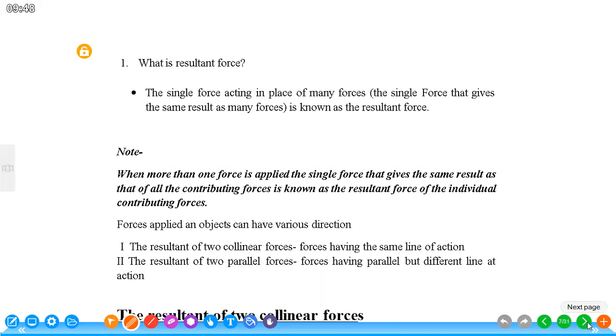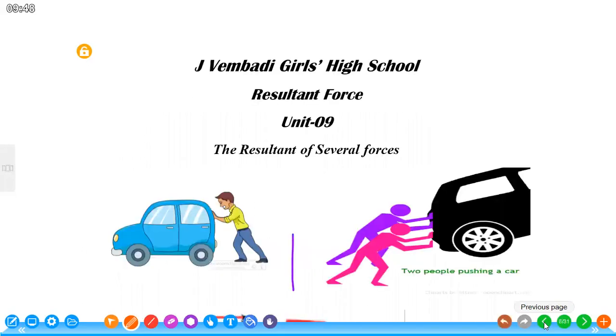The first one, the figure shows a car being pulled by a person. But in the second, two persons are pushing a car, not pulling, pushing a car. So in both instances, you observe in the first figure only one person applied a force. In the second figure, two people are pushing a car.